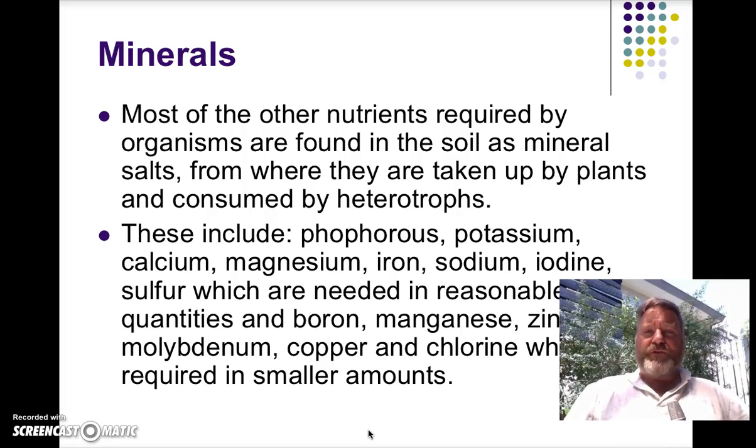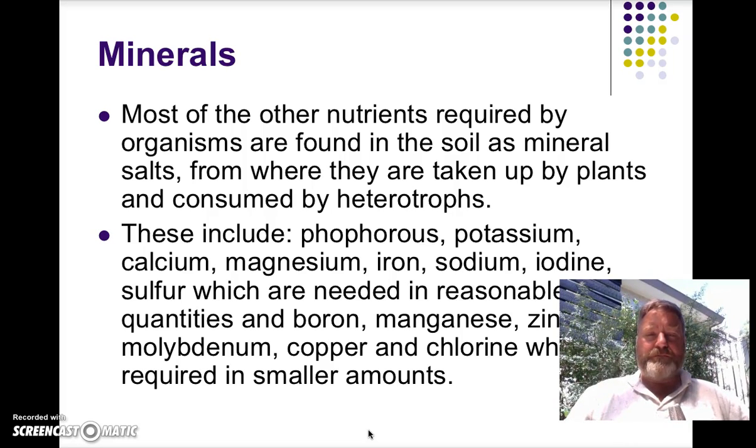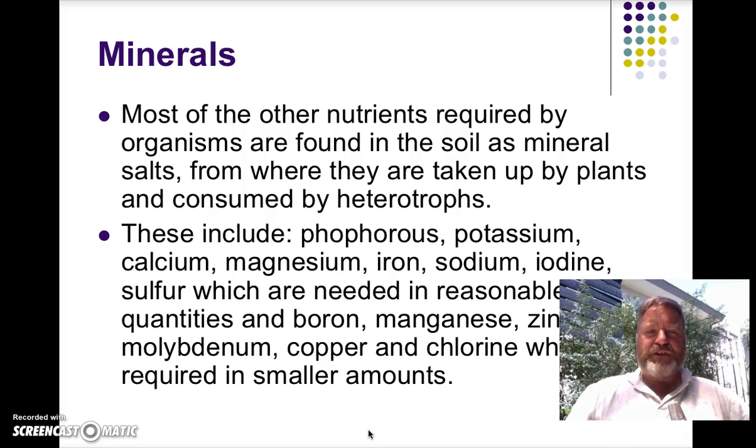Most of the other nutrients required are found in the soil as mineral salts, and they get taken up by plants, and of course we get them by eating them. These are sort of small mineral things like phosphorus, potassium, calcium, magnesium, iron, sodium, iodine, sulfur, which we need a fair bit of. And then things like boron, manganese, zinc, molybdenum, copper and chlorine, which we do still use, but we use them much less. So trace elements within the food we eat is fine. Some people like selling you products that contain lots of this stuff, but you don't need to be buying that.